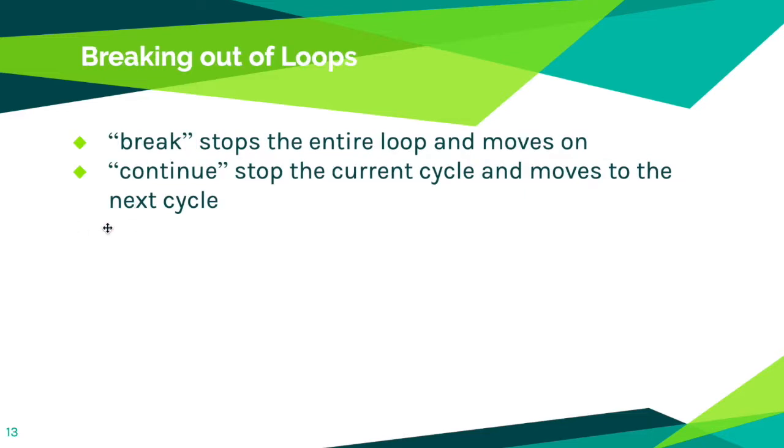Then this is how you break out of a loop. Sometimes you don't want to have a loop run until completion. Sometimes you want to break out earlier. Well, if you have the break keyword, then it stops the entire loop and moves on to the part outside of the loop. And if you use the continue keyword, it stops the current cycle and then moves on to the next cycle.